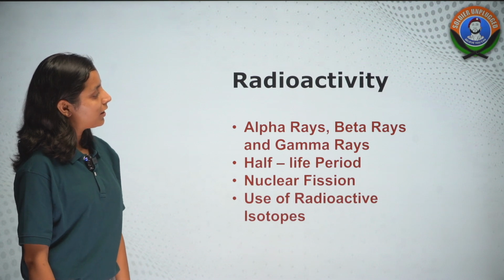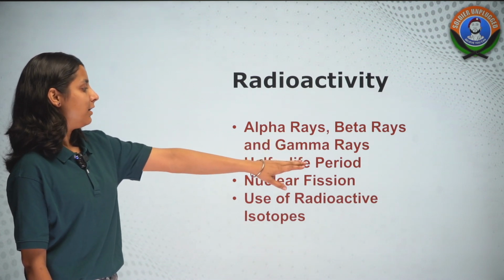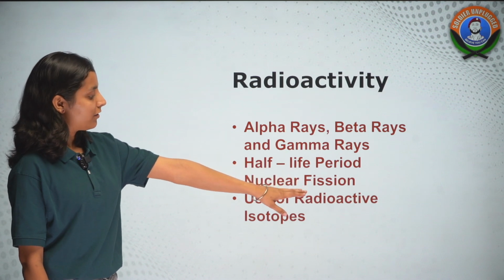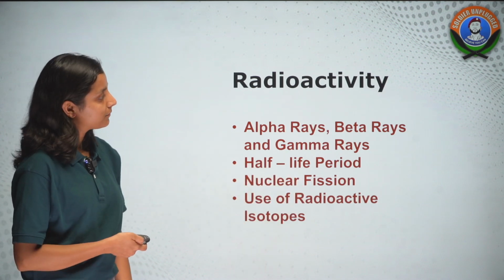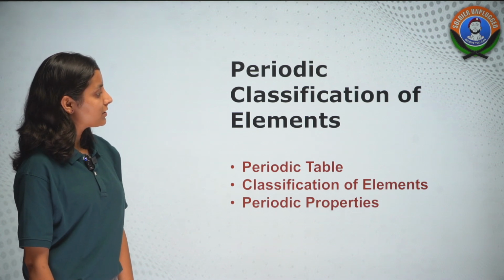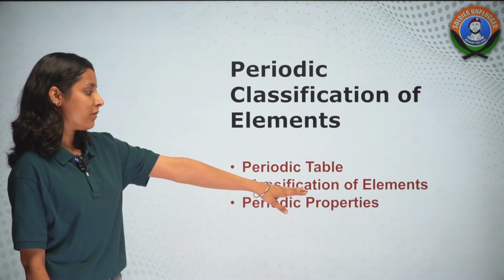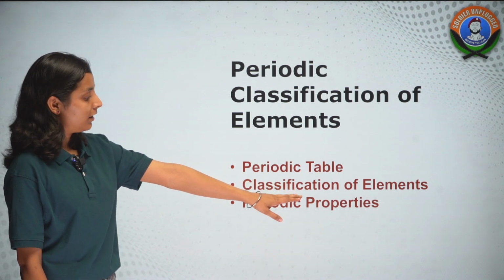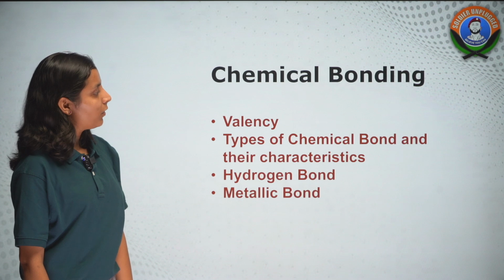Now we have radioactivity. In this we'll talk about alpha rays, beta and gamma rays, then half-life period, nuclear fission, and use of radioactive isotopes. This is an important topic. Then we have periodic classification of elements. In this we'll talk about the periodic table and the classification of elements according to their atomic number, and then periodic properties. Now we have chemical bonding.